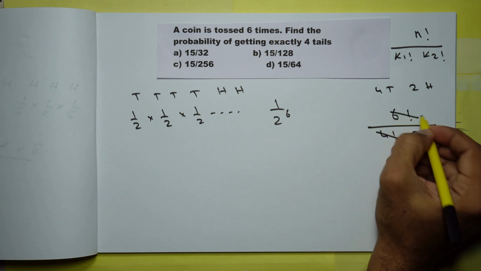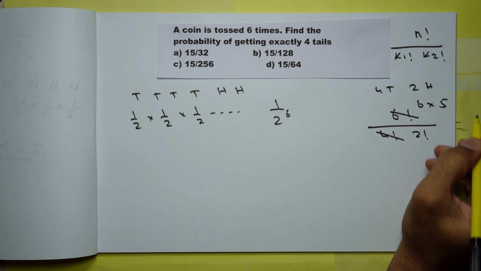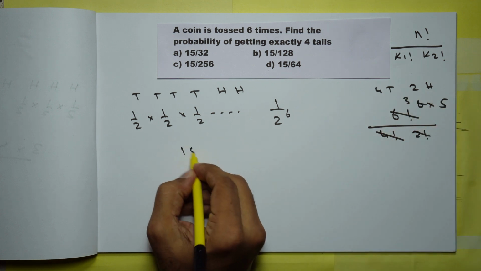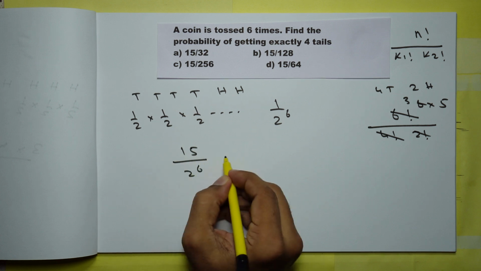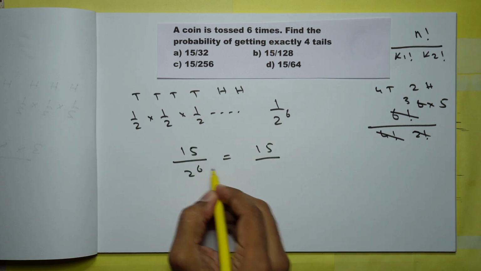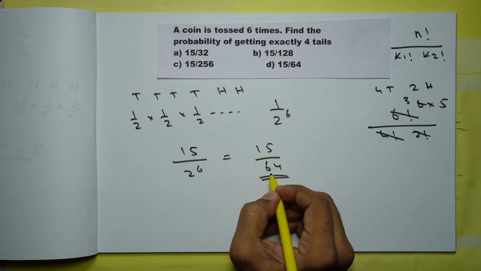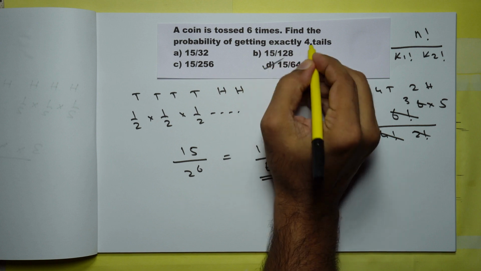4 factorial I'll cancel with 6 factorial. So remaining 6 into 5. 2 I'll cancel here. So 3 into 5, 15. 15 out of 2 raised to 6. That is 15 out of 2 raised to 6 is 64. So the required probability is 15 by 64, option D.